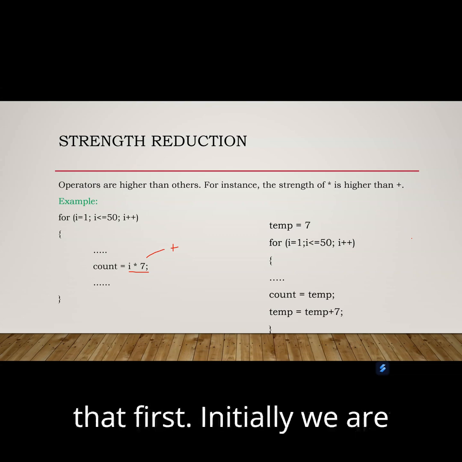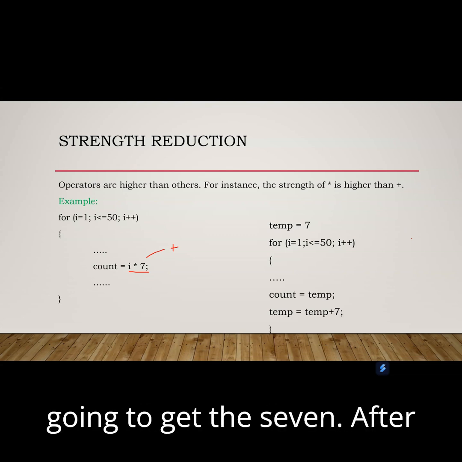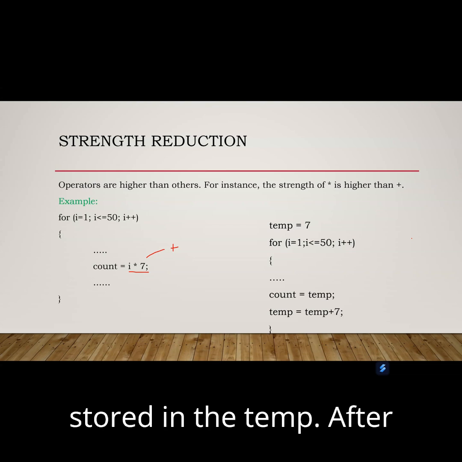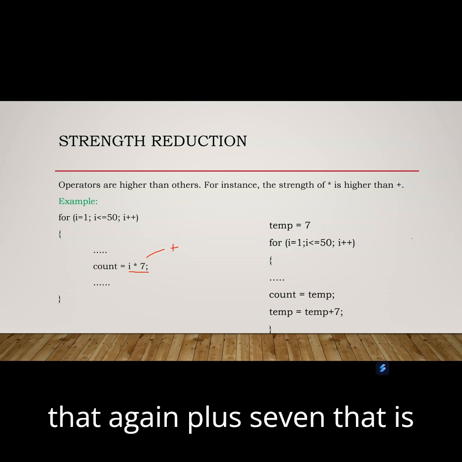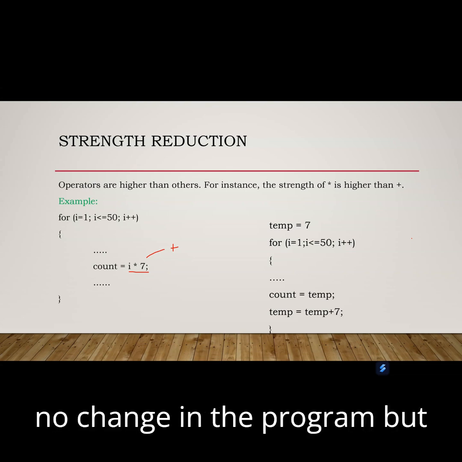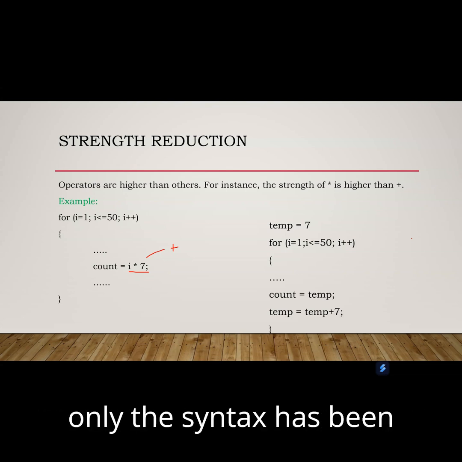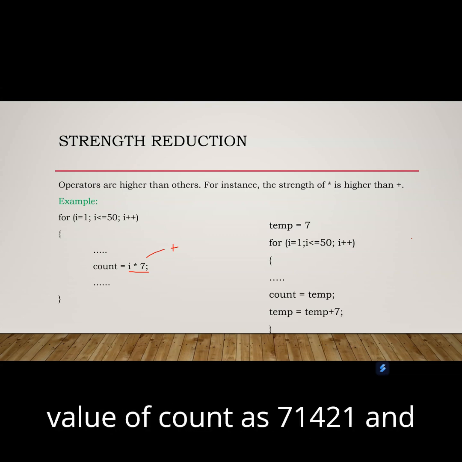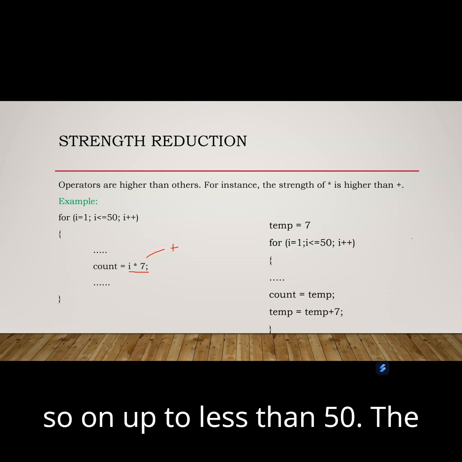So initially we are going to get 7. After that, 7 plus 7, that is 14. 14 will be stored in temp. After that, again plus 7, that is the third time. Like that, it keeps increasing the value. Clear? There is no change in the program, only the syntax has been changed. Thus we get the value of count as 7, 14, 21, and so on, up to less than 50.